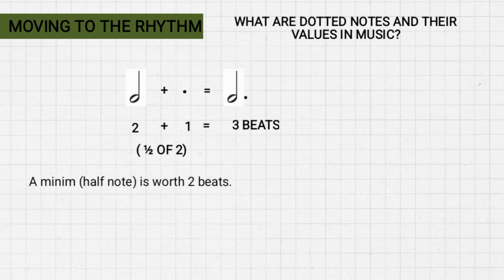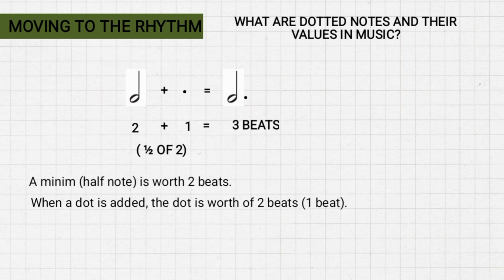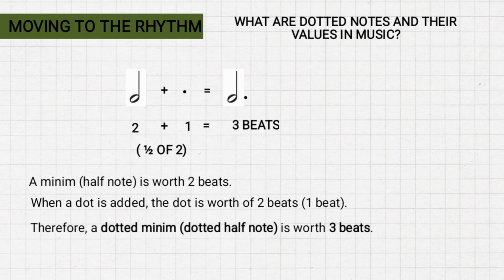A minim or half note is worth 2 beats. When a dot is added, the dot is worth half of 2 beats, so it will become 1. Therefore, a dotted minim or dotted half note is worth 3 beats. A minim is also called a half note. It normally lasts for 2 beats, and when you add a dot next to it, you add half of the note's value. In this case, half of 2 beats is 1, so a dotted minim lasts for 3 beats, or 2 plus 1 beat. This means you hold the dotted minim longer than the regular minim.